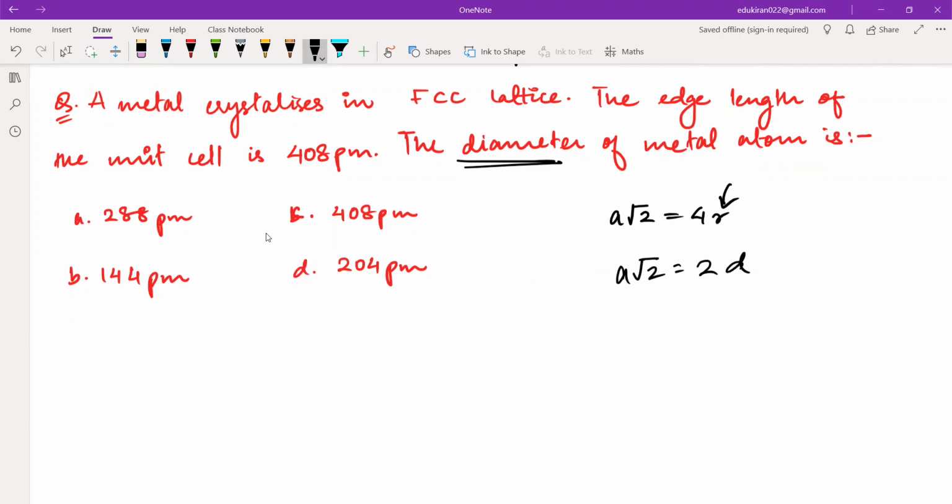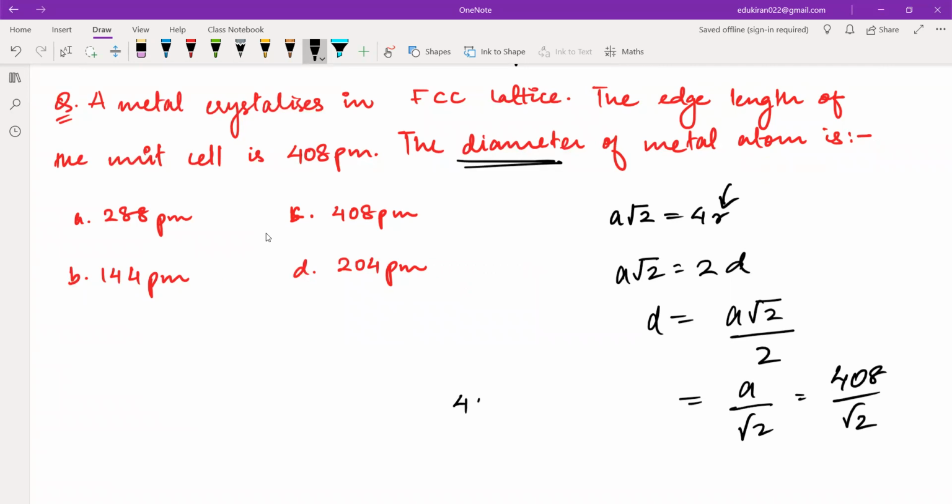And now you can calculate. So diameter will be equal to how much? A root 2 divided by 2, correct? So this is rather A divided by root 2, which is equal to 408 divided by root 2. So here you have 408. Obviously this is not an option. This is right, this is wrong. This can never be the answer.